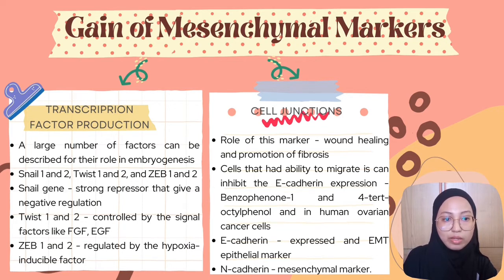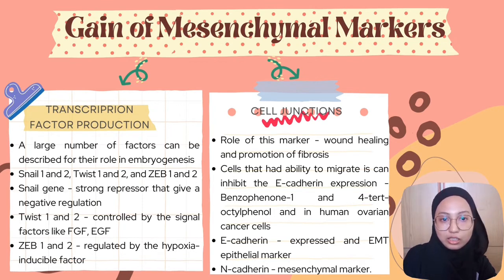TWIST 1 and 2 are basic helix-loop-helix transcription factors that were found overexpressed in many cancers and correlated with metastases. These two proteins can be controlled by the signal factors FGF and EGF. Mutations that occur in developmental disease are usually expressed in mesenchymal and neuronal progenitor cells that can be found in ZEB 1 and 2. It can be regulated by hypoxia-inducible factor. Stem cell markers like KLF4 can be increased and also repress the MIR200 family by activating the MMP family members.